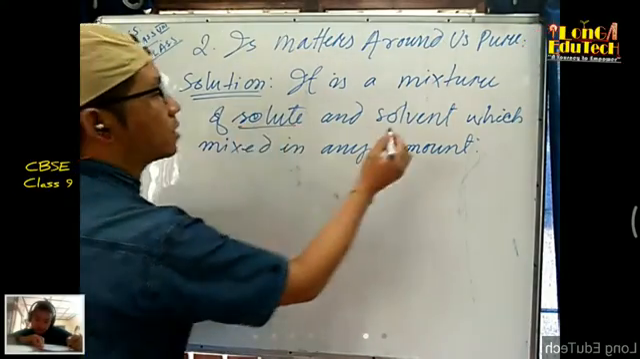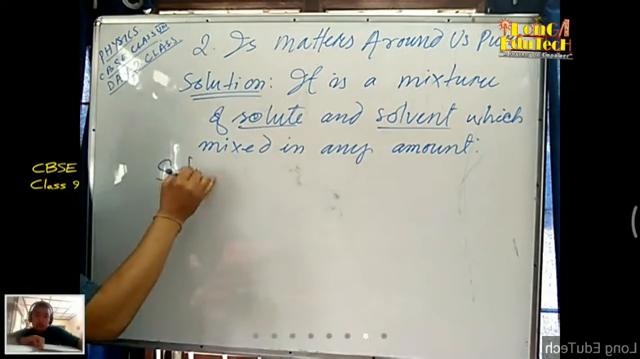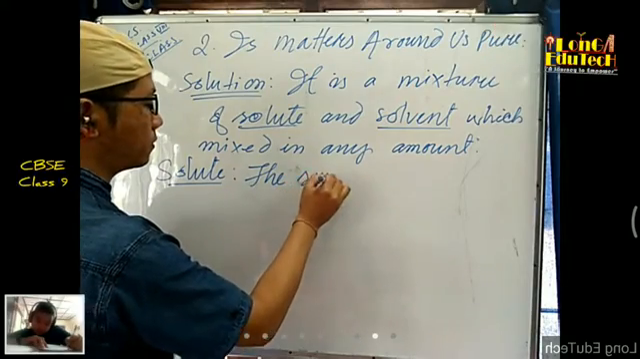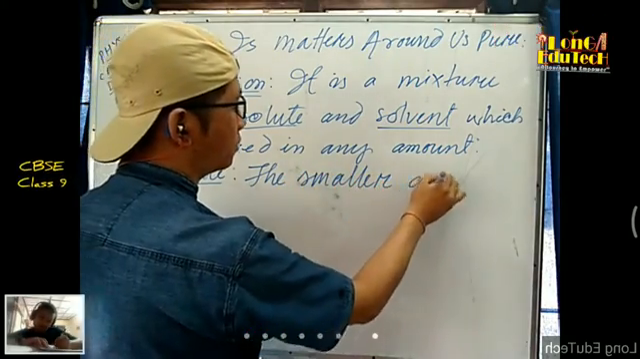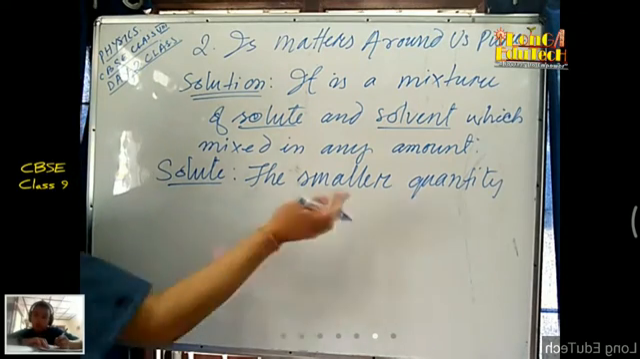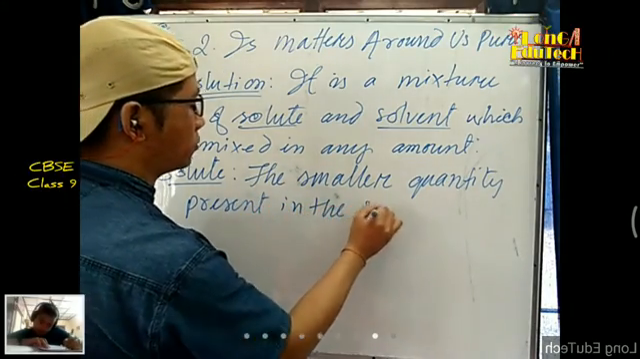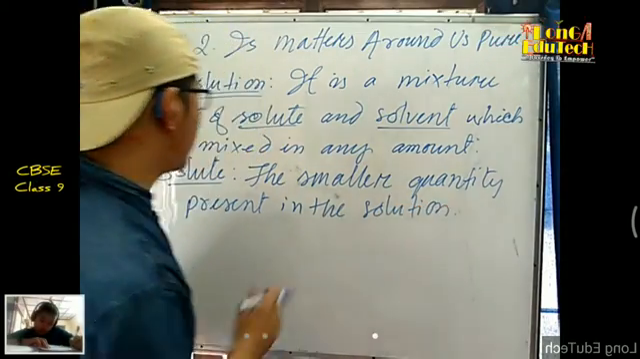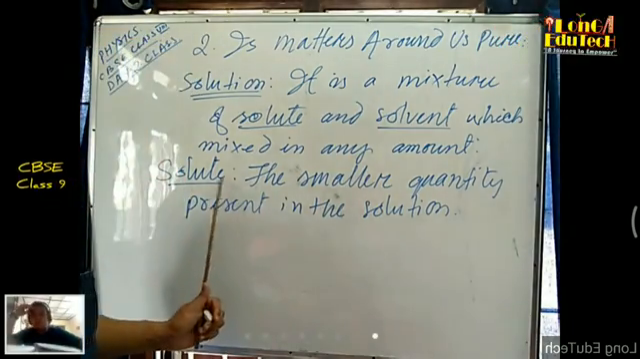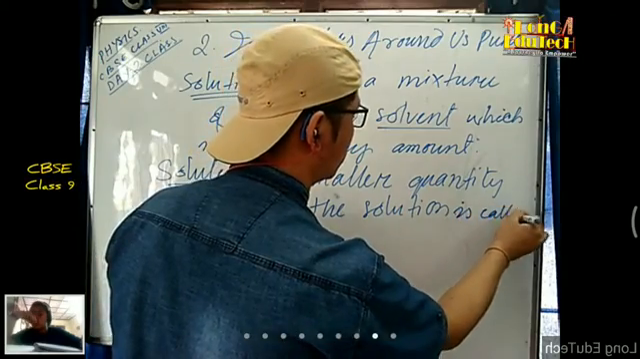And here comes the term solute and solvent. Then what are solutes and solvents? The first point is the solute. Solute is the smaller quantity present in the solution. A component present in a solution which is smaller in quantity, that we call solute.